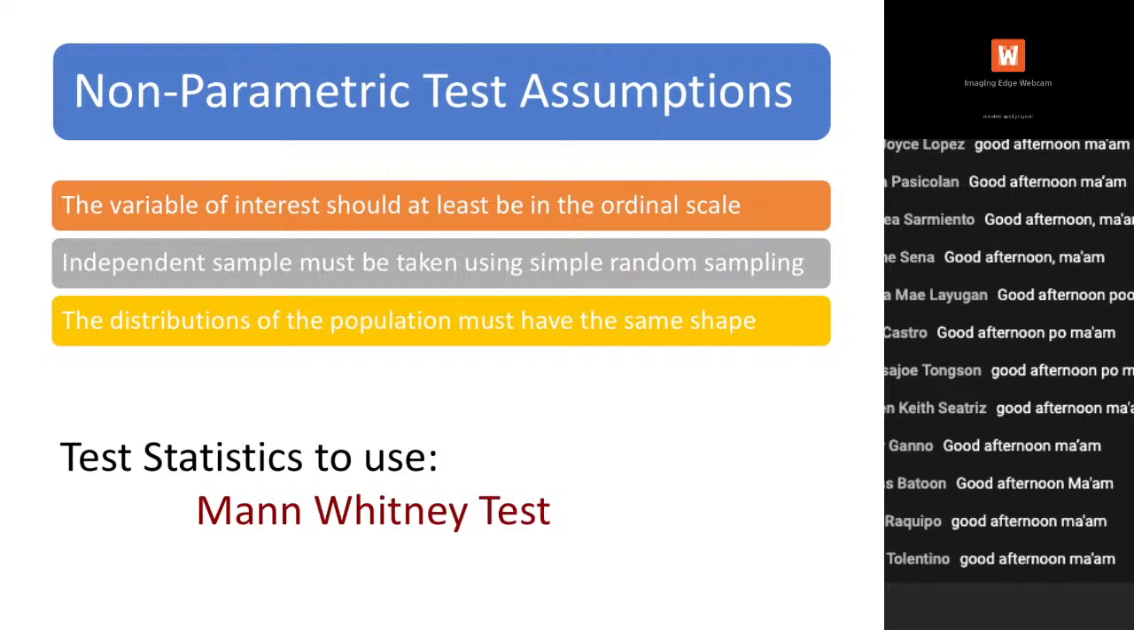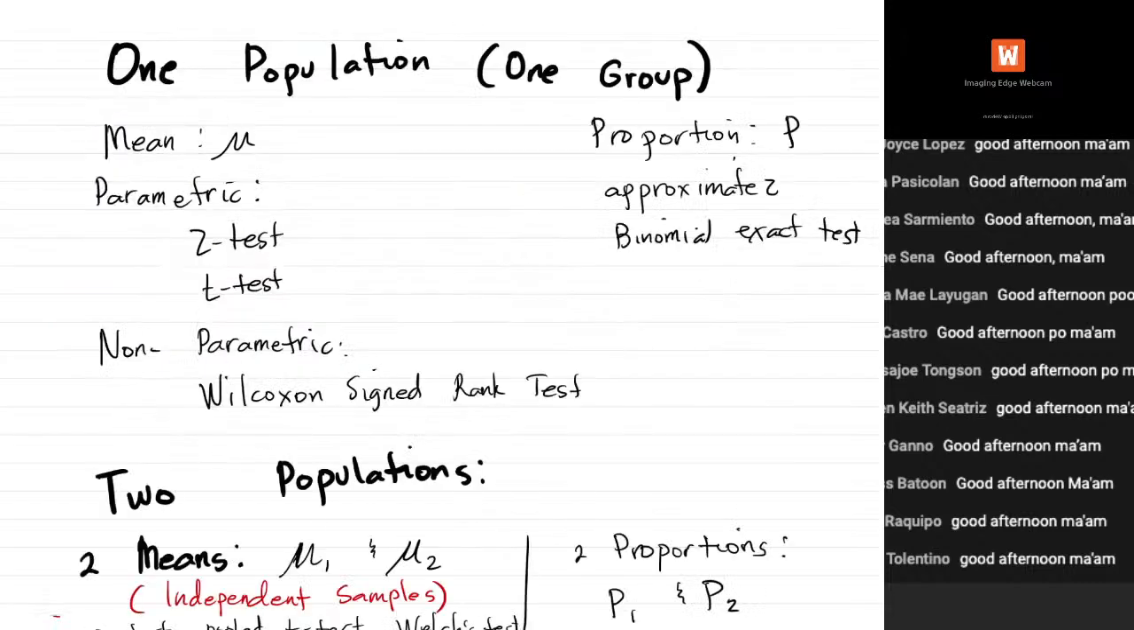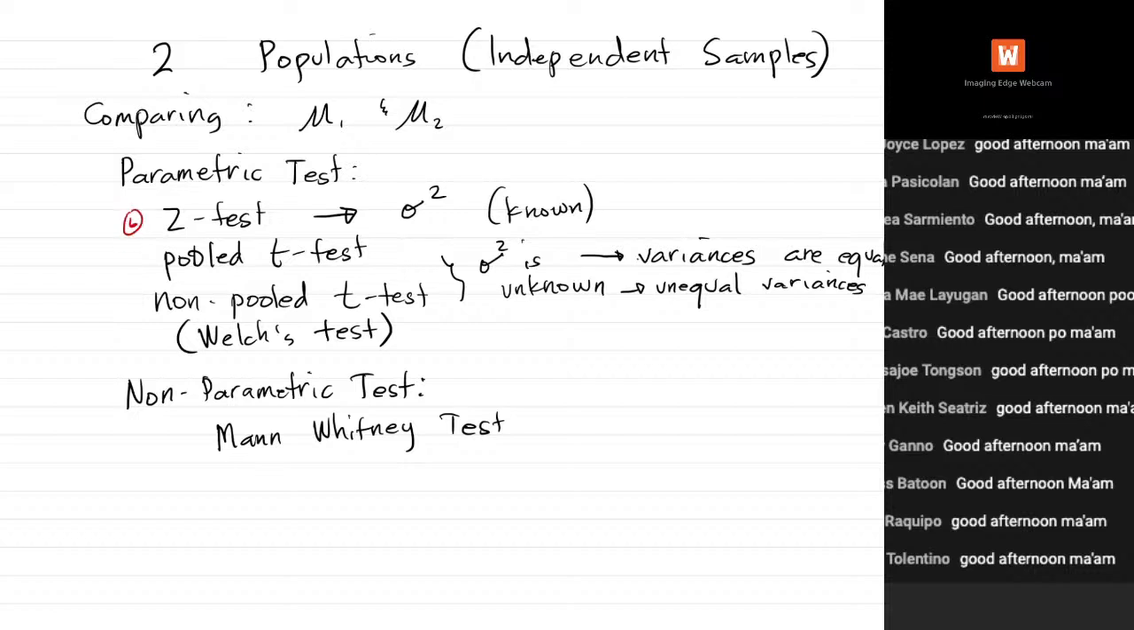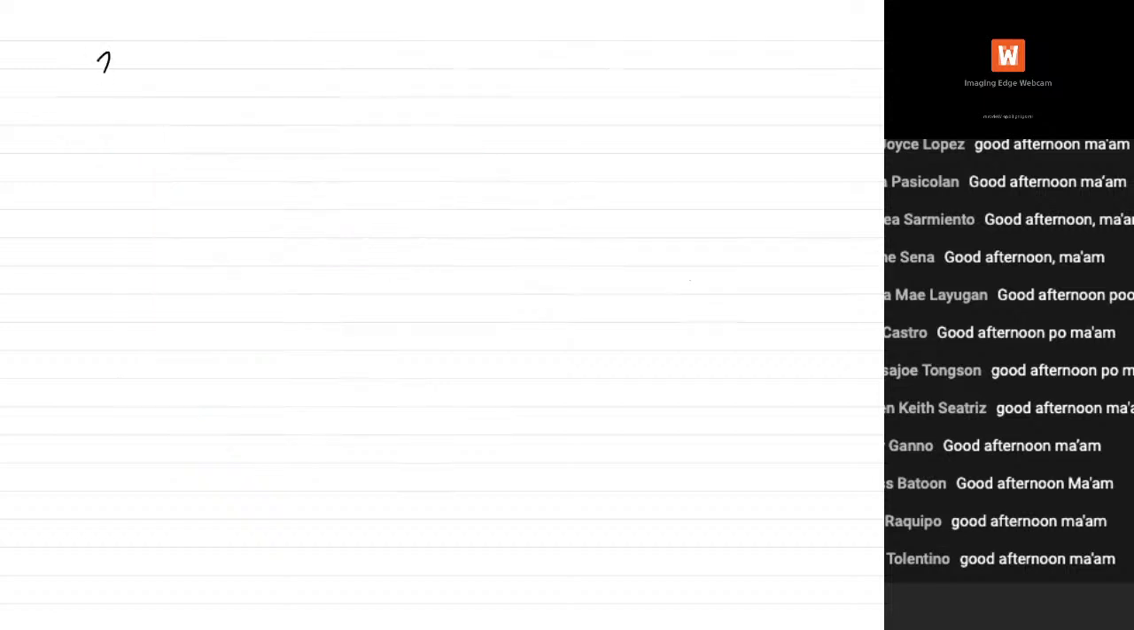So now we have five from the previous, lima ito. Okay, from the previous we have 1, 2, 3, 4, 5. Now we have 6, 7, and 8. And then, 9. Ngayon, paano naman kapag proportion, hindi na means? Ito ang kino-compare niya, means. Paano naman kapag comparing two populations, still independent samples? Two groups or two populations, still independent samples.